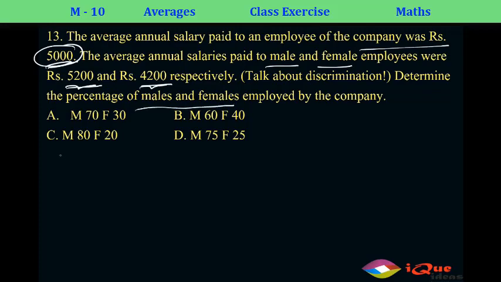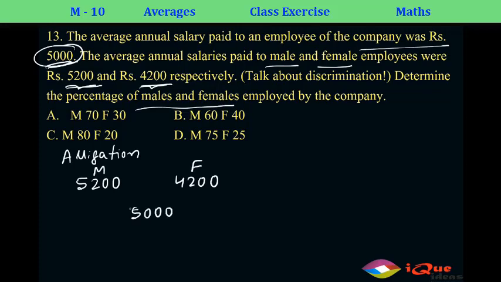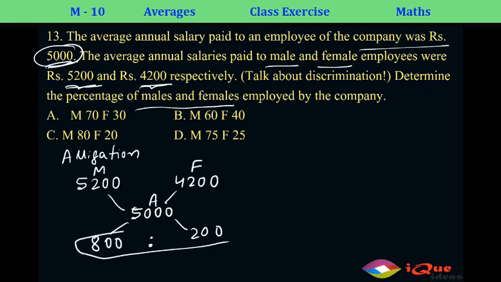Right. Now this question is of alligation. Right? If you remember the method of alligation, here we have the values as original averages as 5,200 and 4,200. The 5,200 was the average salary of male employees and 4,200 is the average salary of female employees, and the overall average is 5,000. So what we do is we take difference of these two, so that comes out to be 200, and the difference of these two, that comes out to be 800. The ratio of 800 and 200 will be the ratio of quantities of male and female, right?